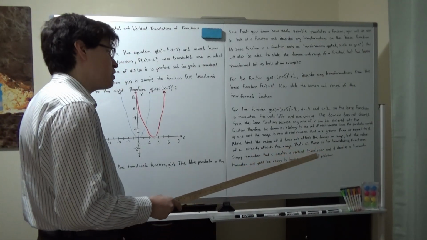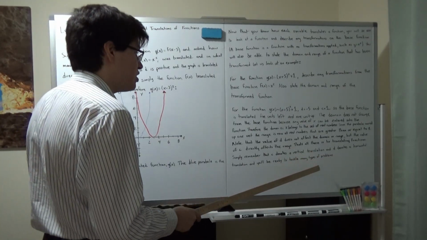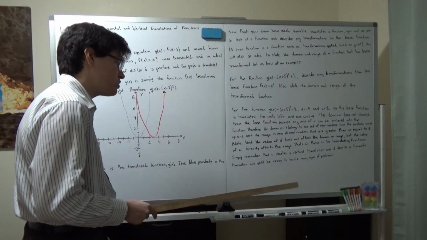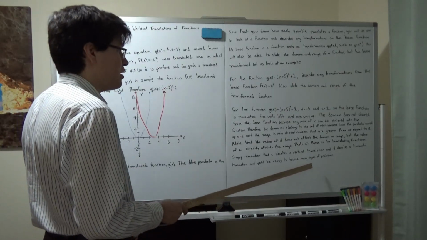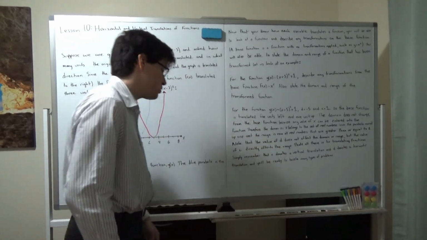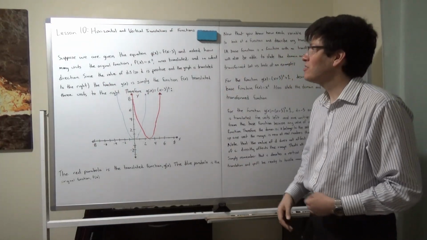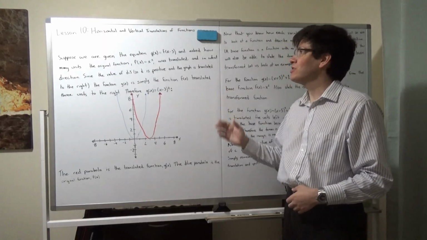That's all there is to translating functions. Simply remember that c denotes a vertical translation and d denotes a horizontal translation, and you'll be ready to tackle many types of problems. And that's all there is for Lesson 10, Horizontal and Vertical Translations of Functions.